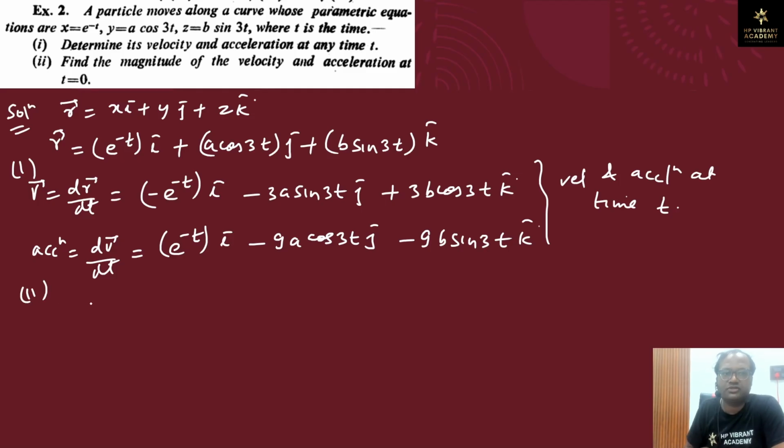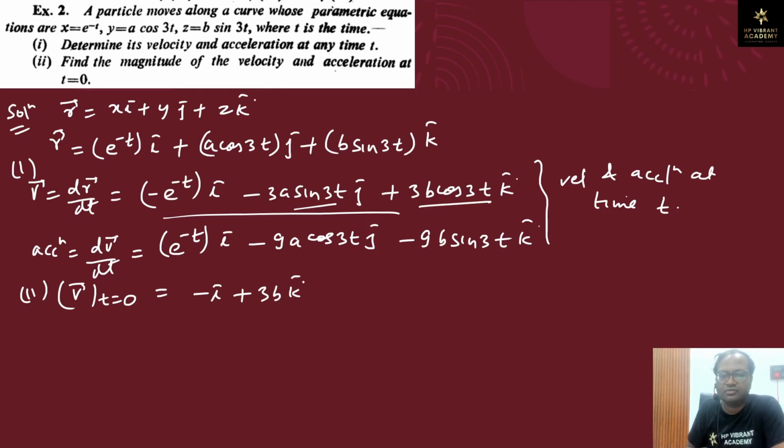Second part, find the magnitude of velocity and acceleration at t is equal to 0. So the velocity at t is equal to 0. So let us put t is equal to 0 in this. This is minus 1 i cap, okay, minus i cap. E to the power 0 is 1 and this is minus i. This will be 0 and this will be 3b k cap. Okay, so the magnitude of velocity will be square root under 1 plus 9b square.